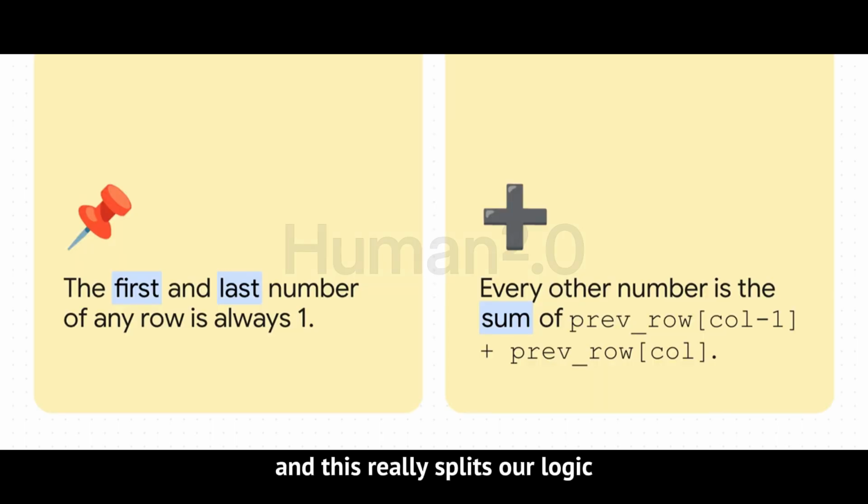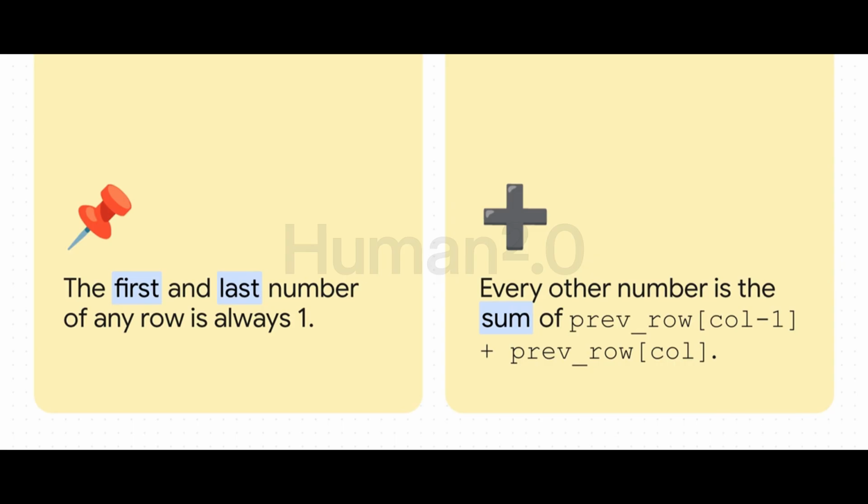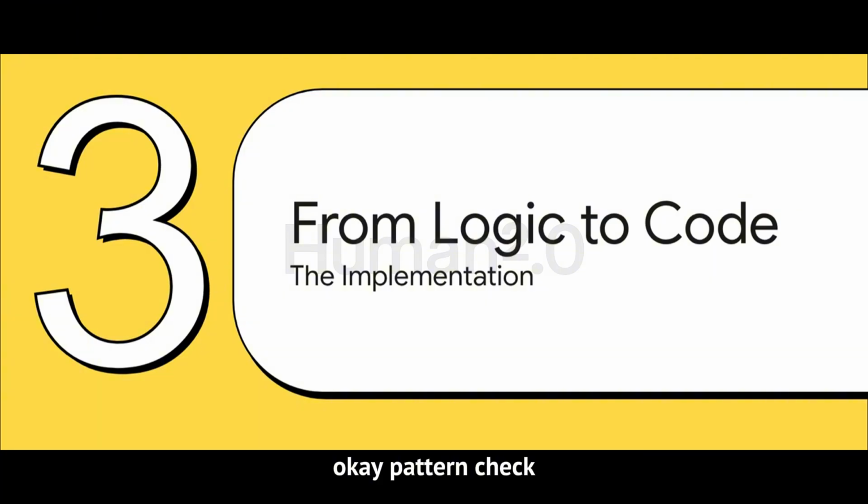And this really splits our logic into the 2 clean cases we need to handle in our code. For any given spot in a row, you just ask yourself, am I on an edge? If the answer is yes, the number is 1. Simple. If the answer is no, then I must be in the middle, and I've got to do a little math using the previous row. Okay, pattern? Check. Algorithm? Check.